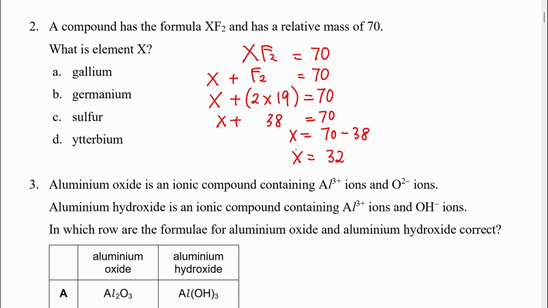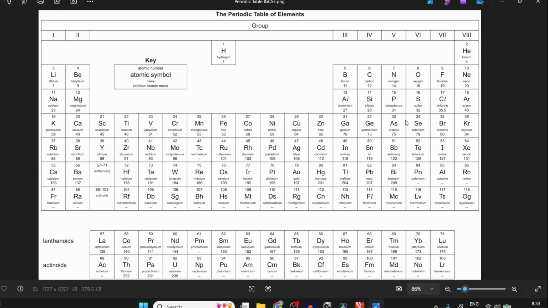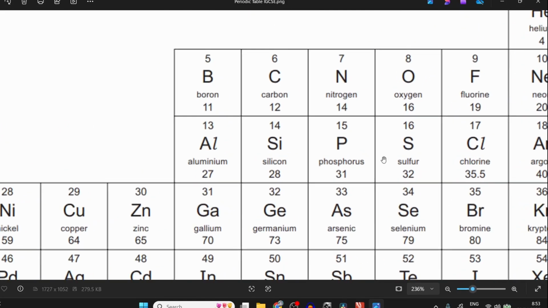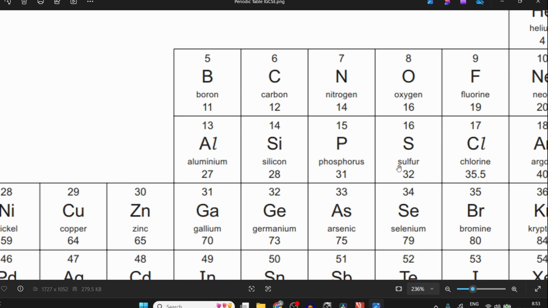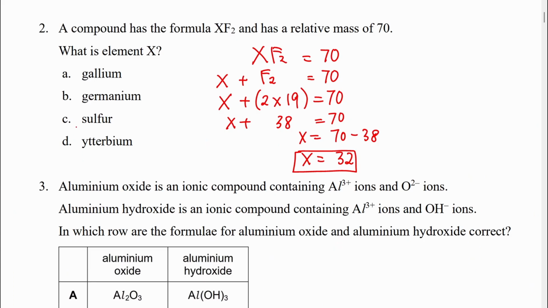Now, let's find what is the mass of 32 in the periodic table. So the mass of 32 in the periodic table is sulfur, right? We take the bigger number. We are not taking the smaller number, okay? So it is sulfur. So the correct answer here is C.